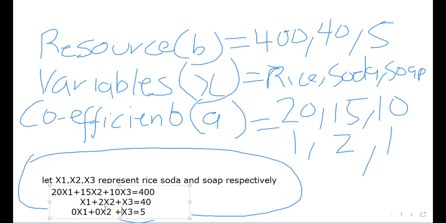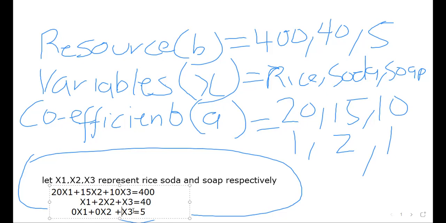And the reason why I didn't bring it is that any number or variable times 0 is 0. So here will become 0, 0, and then the x3 term is equal to 5 because they are not telling us that they will buy exactly maybe soda or rice. They only told us that they will be buying 5 bars of soap. That's why we presented it by x3. x3 is equal to 5.